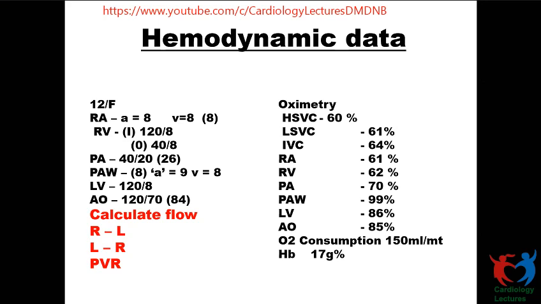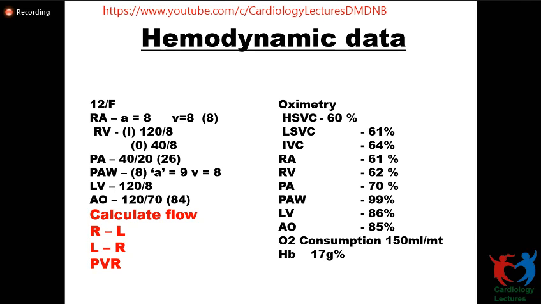Oh yeah, please. So coming to oximetry data, high SVC is 60%, low SVC is 61, IVC 64, RA 61, RV 62. What is the mean oxygen saturation here? Mean oxygen saturation will be, the difference is 4, so 4 divided by 4 is 1. So mean will be 61. Very good, excellent. That is the only thing you have to do. You find out the difference, 64 minus 60 divided by 4, and that is added to the SVC oxygen saturation. So 60 plus 1, 61. This is the simplest.